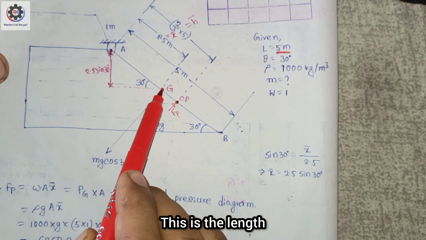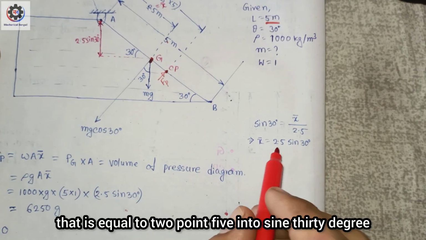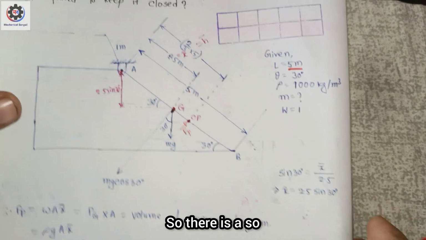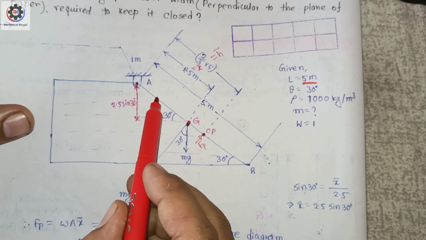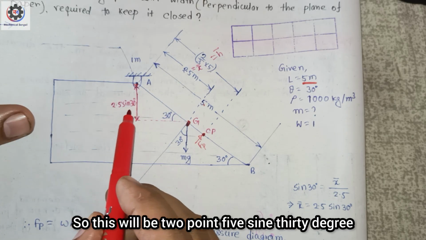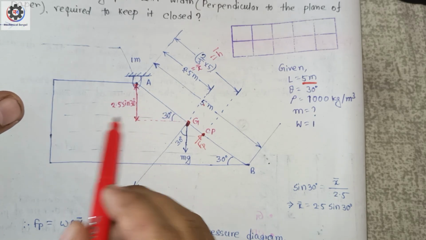So 2.5, this is the length. Okay, so from here x bar is equal to 2.5 into sin 30 degree. So consider if this is 30 degree and if this is 2.5, so this will be 2.5 sin 30 degree. Okay, this is the height of the plate.